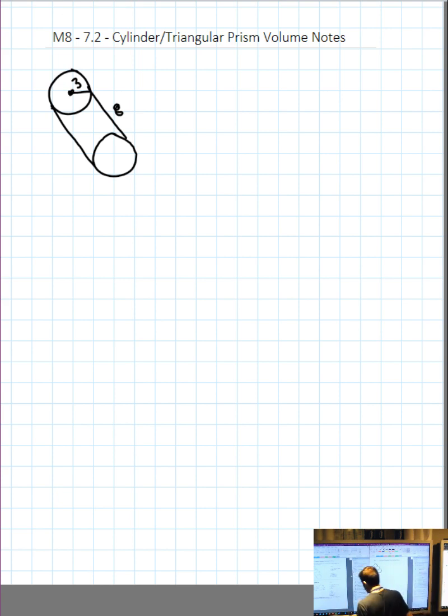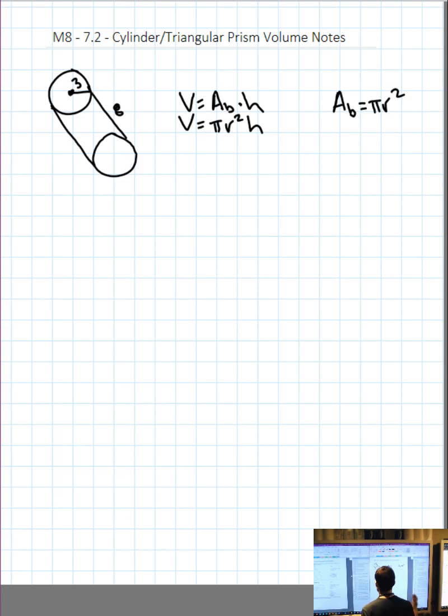So from our formula sheet, what is the formula of every prism? Well, V equals area of the base times height, A sub B times H. Now, what is the shape of the base? Well, we know that the area of the base, the area of the circle, is pi r squared. So we can simply just take that and put it into the formula.